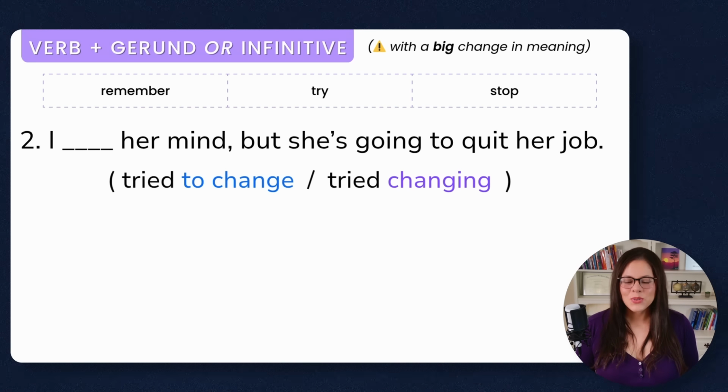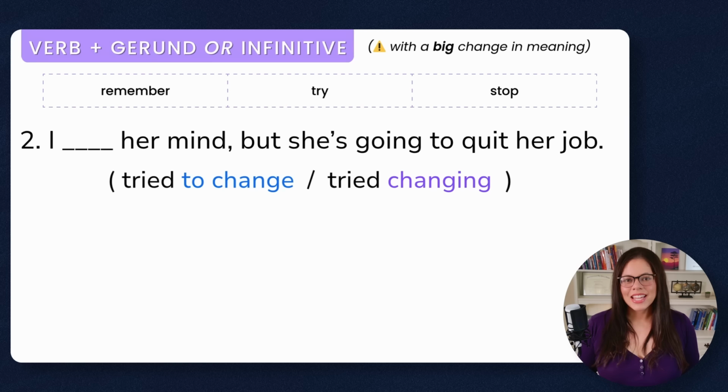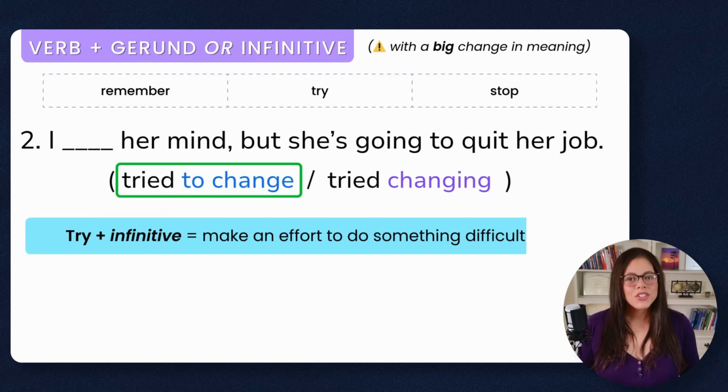Okay, number 2, blank her mind, but she's going to quit her job. The correct answer is tried to change. If you try to do something, that means you make an effort to do something difficult. In this context, was I successful? Did I change her mind?